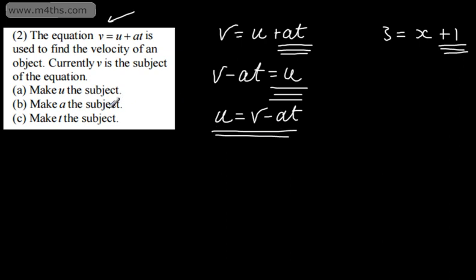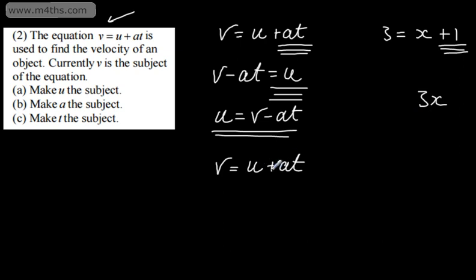We now want to make a the subject of this equation. So starting back, v is equal to u plus at. at is telling me that it's a multiplied by t. So for example, if we had 3x, this is telling me it's 3 multiplied by x. So what I need to do is make a the subject.